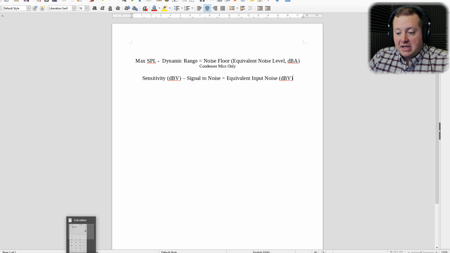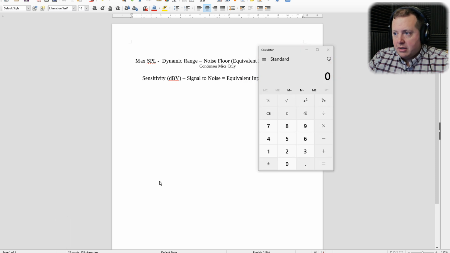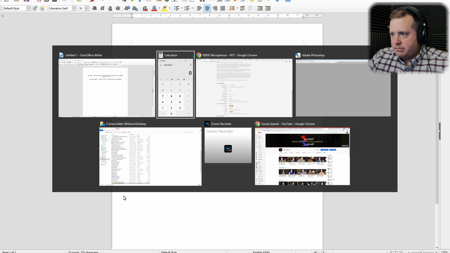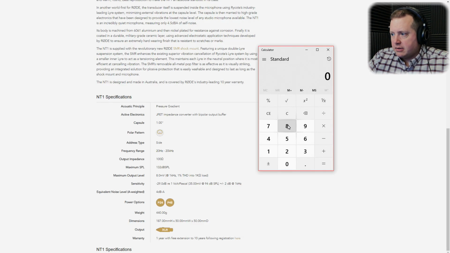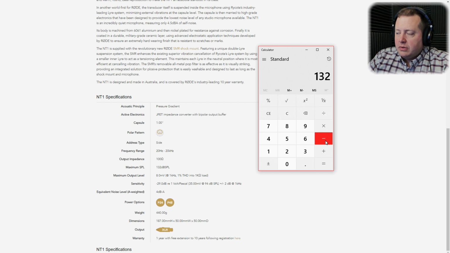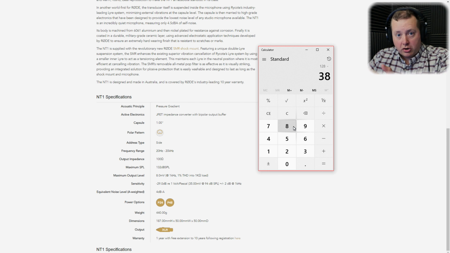Now, let's actually plug this in an actual calculator. Let's bring up our Rode specs here for a second with our calculator. So 132 decibels of dynamic range minus 4 equals 128. Now 128, I'm going to freeze for a second. 132 maximum SPL minus what number do we need to get down to 94 decibels. So it's 38. So we're going to take 38 and subtract 38 decibels from 128, our dynamic range, because that basically starts at 132 and goes down until we get to 94 dB.